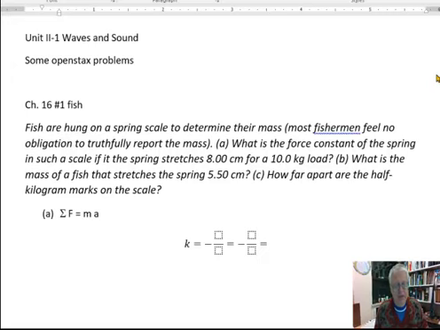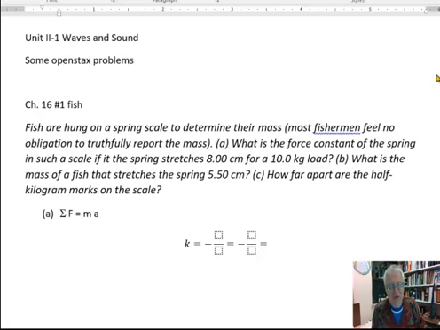Fish are hung on a spring scale. This is from chapter 16, number 1. Chapter 16 is called Oscillatory Motion and Waves. So it's a fish problem. Fish are hung on a spring scale to determine their mass. Okay, most fishermen and so on.